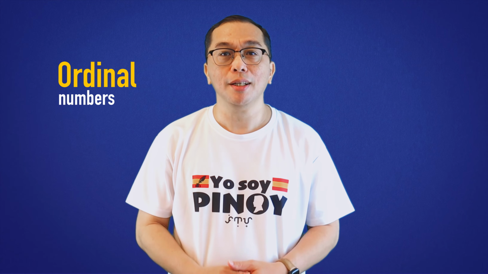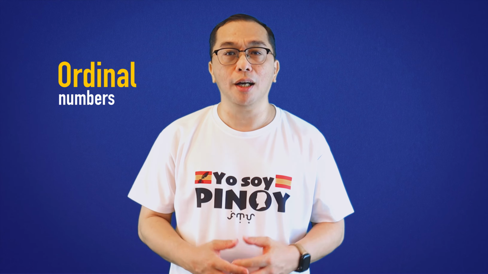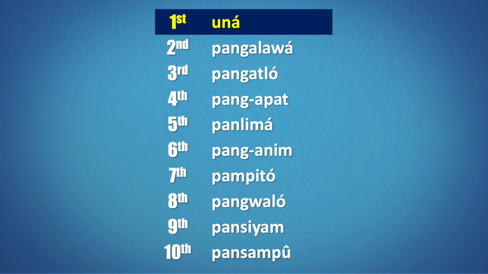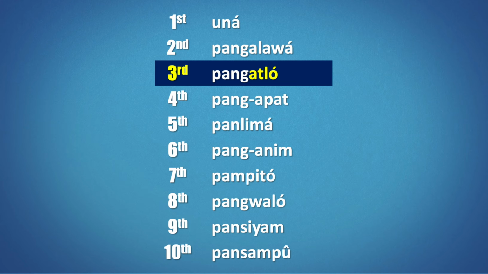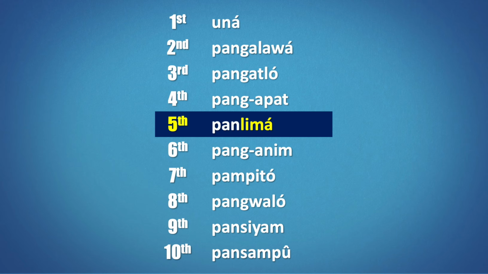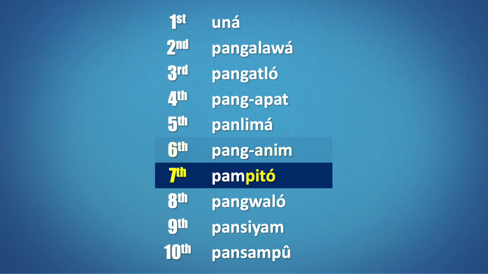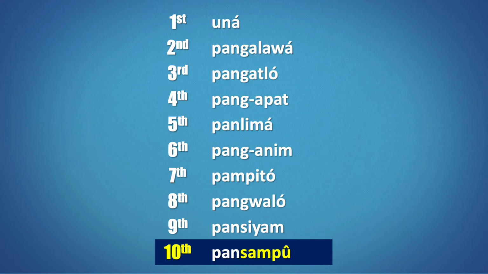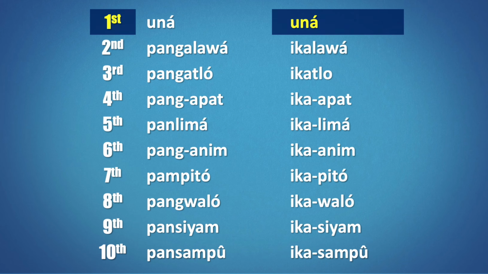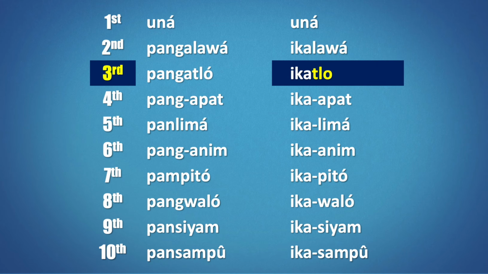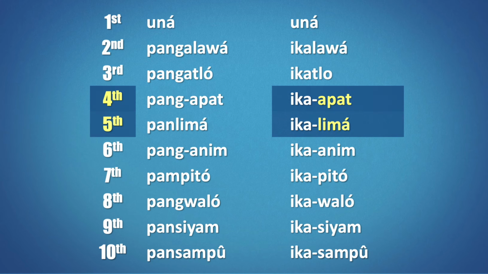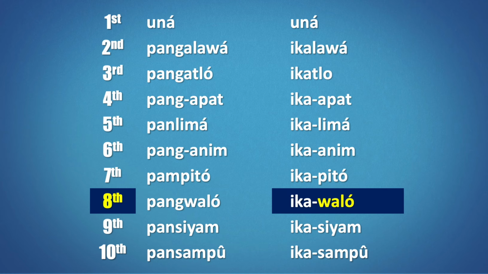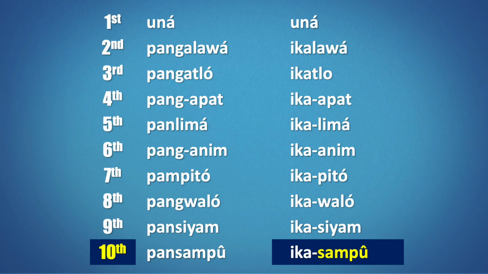For ordinal numbers, the system isn't too complicated. There are two versions, but they are interchangeable. Let's take a look. Una, pangalawa, pangatlo, pang-apat, panlima, pang-anim, pampito, pangwalo, pansyam, pansampu. The other version is una, ikalawa, ikatlo, ikaapat, ikalima, ika-anim, ikapito, ikawalo, ikasyam, ikasampu.